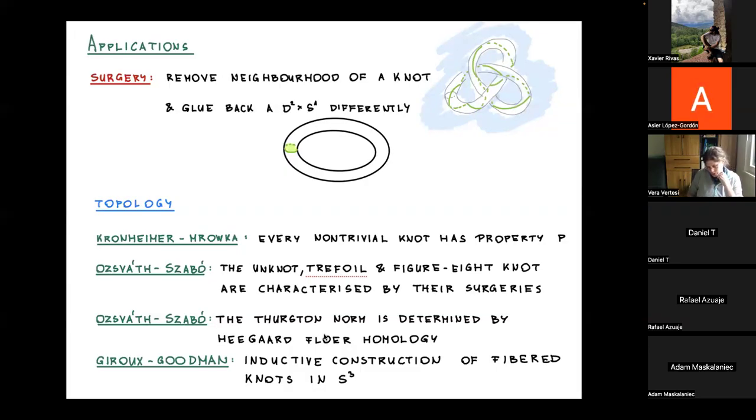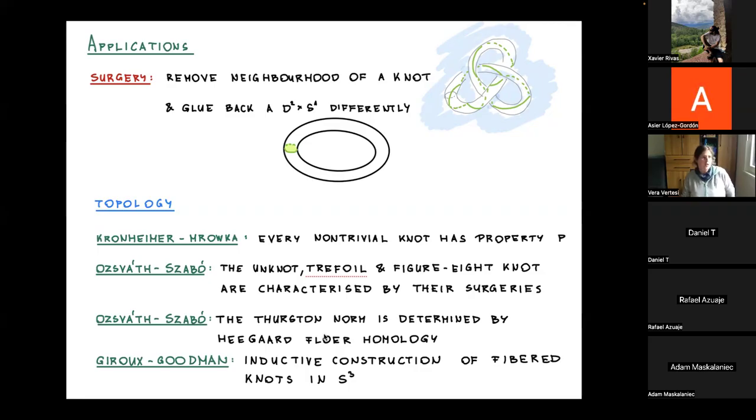Ozsváth and Szabó showed that the unknot, the trefoil knot, and the figure-eight knot are characterized by their surgery. Meaning that if you know what you get as the surgery, then you know what knot you started with. The Thurston norm, which is some sort of genus of the knot, is determined by Heegaard Floer homology, which is a three-manifold invariant. And then Giroux and Goodman give a completely inductive construction of all fibered knots in S^3, also using just open book decompositions.